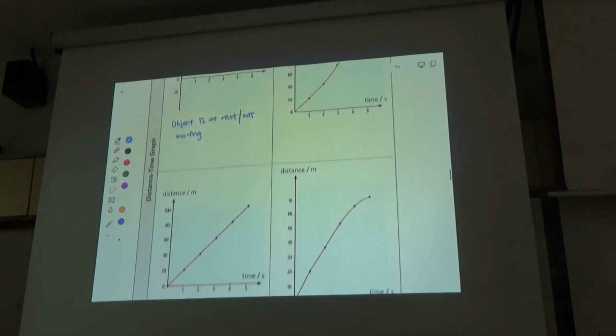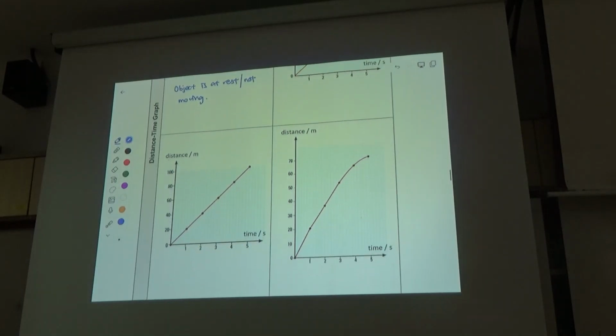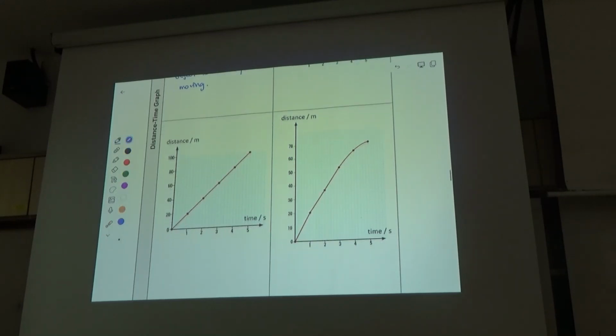Then, looking at the one at the bottom, I'll tackle the straight line graphs first. In this case, if I have a diagonal line going upwards, at every single time juncture that we have, what we see is that the distance changes. But the distance changes at a constant rate. So the gradient is also going to be constant, therefore we say that the object is moving at a constant speed.